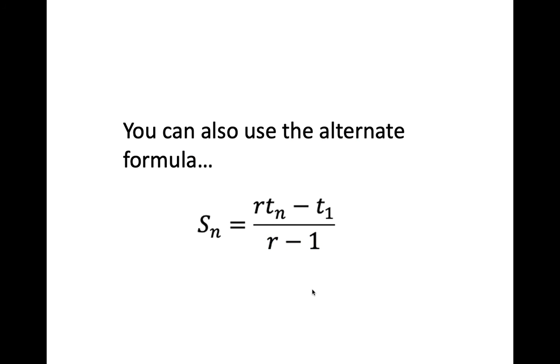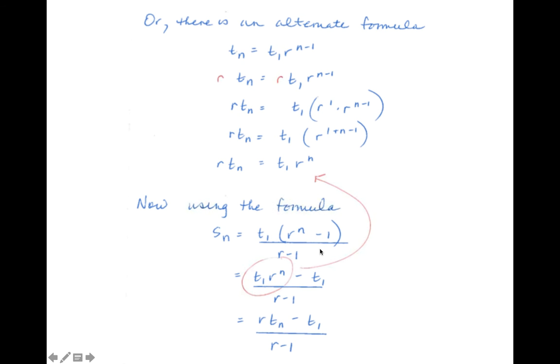Now, you can use an alternate formula as well. And this one I'm just giving to you at this point: S of n is equal to the ratio times the last term minus the first term, over r minus 1. Now, if you're interested, in this next slide I've actually shown where this alternate formula comes from.